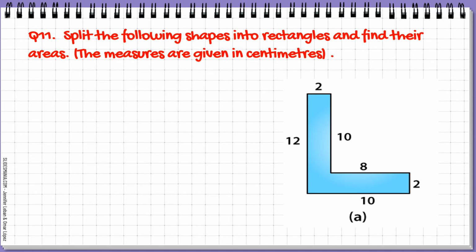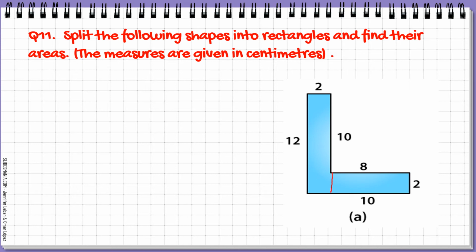So here is question number 11 of the same exercise 10.3 NCERT. So we read the question. In question number 11, it says split the following shapes into rectangles and find their areas. And the measures are given again in centimeters. Easy. So let's split it in this. And I can split it like this. Easy. Let me do this.